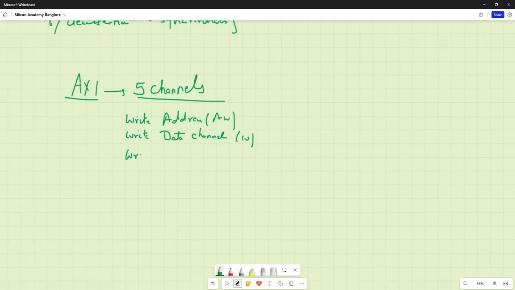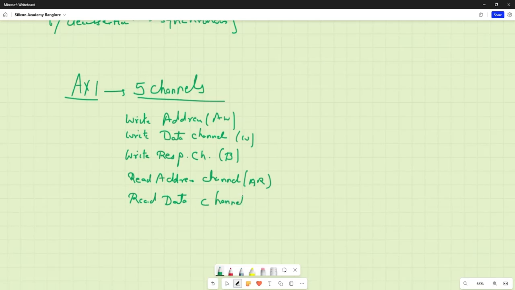We also have a write response channel, represented by B. Then we have the read address channel, represented by AR. And at the last, we have the read data channel. So there exist 5 channels between the master and the slave for an AXI interaction.